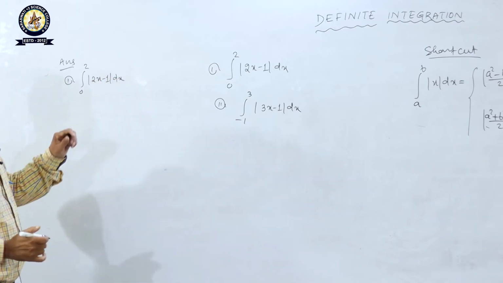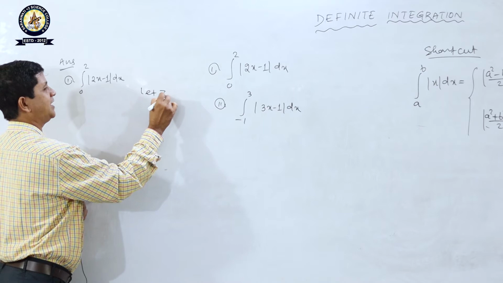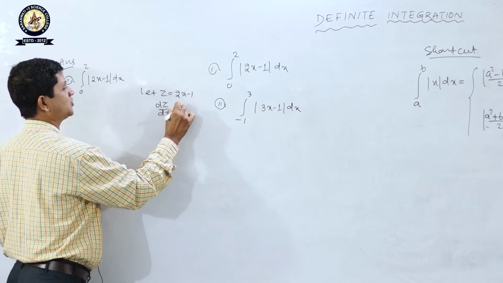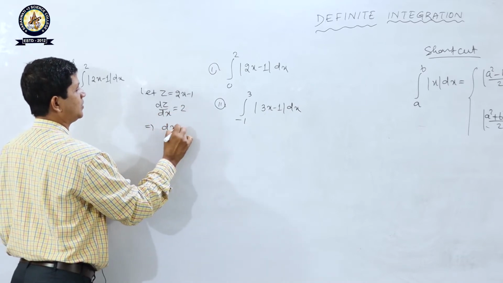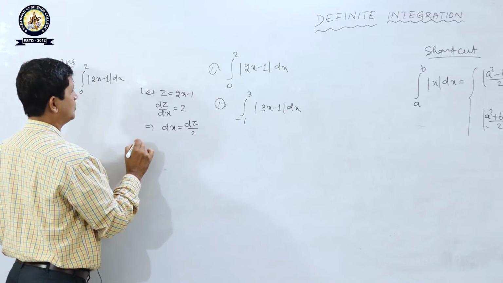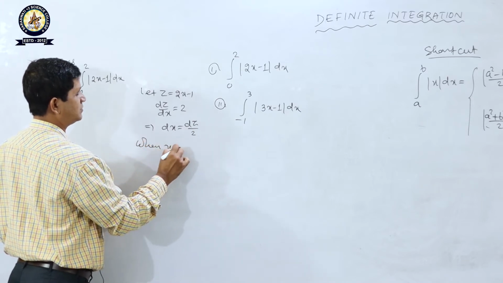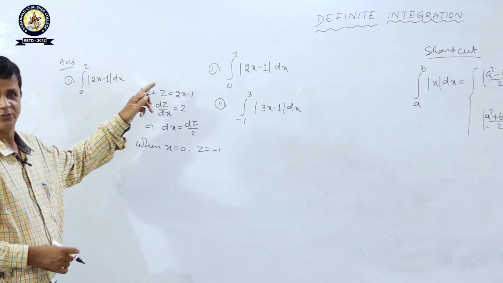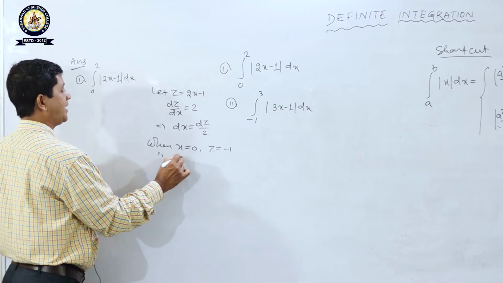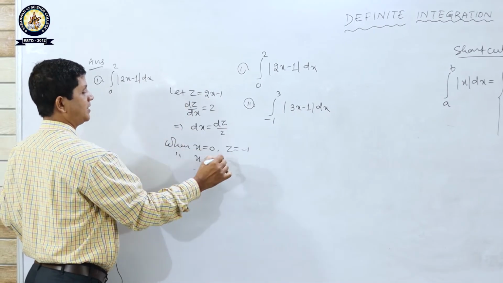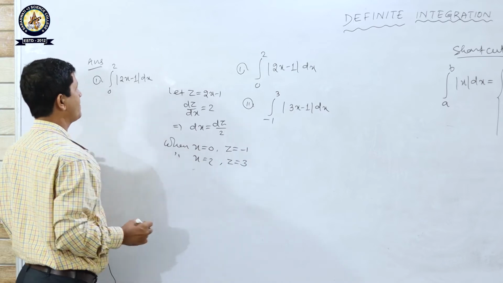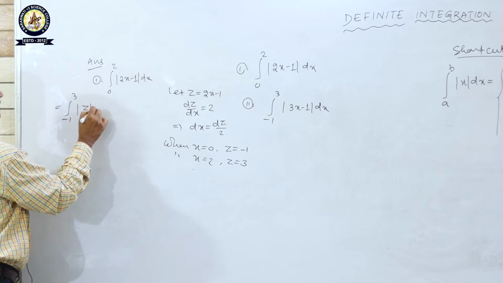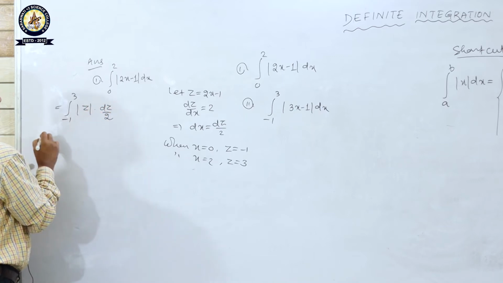You substitute 2x minus 1. Let z equal 2x minus 1. What about dz by dx? It is 2. Then dx is equal to dz by 2. When x is equal to 0, z is equal to minus 1. When x is equal to 2, the upper value, 4 minus 1, z is equal to 3. So it is integration from minus 1 to 3 of mod of z into dz by 2.